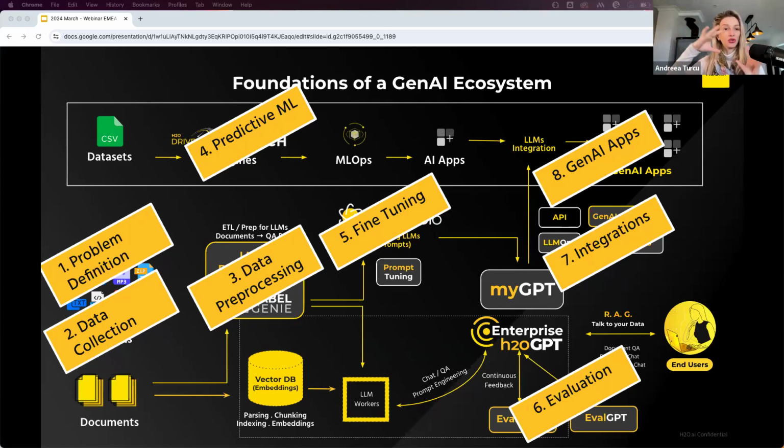I want you to take a look only at the yellow rectangles right now because I numbered them to make your life easier when it comes to different life cycle steps that you might typically have in a data science project adapted to generative AI context and data. And so the first one, as you might see, is the problem definition.